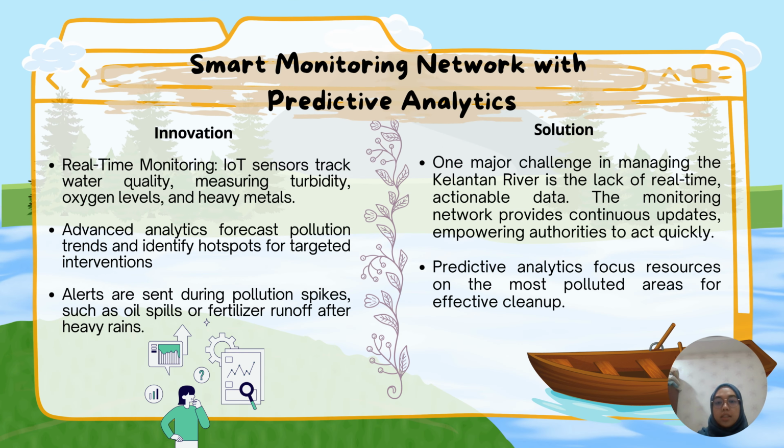And for the last innovative development, which is smart monitoring network with predictive analytics. The innovation is real-time monitoring, where IoT sensors will track water quality, measuring turbidity, oxygen level, and heavy metals. Advanced analytics forecast pollution trends and identify hotspots for targeted intervention. Alerts are sent during pollution spikes, such as oil spill or fertilizer runoff after heavy rains.